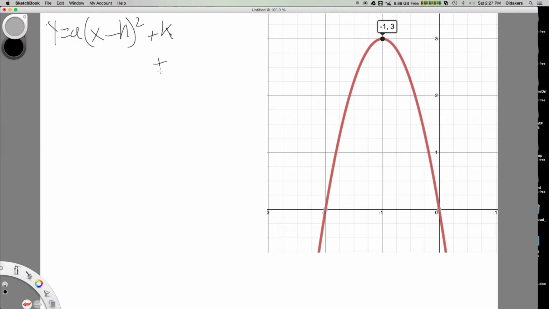Your k value is 3. That is your y value of the vertex. But your h value, since in the equation it's minus h, when you plug in this negative 1 here, it's actually going to be plus 1. Anytime you have a vertex that's to the left of the y-axis in vertex form, it's going to be plus right there. So if the vertex was at negative 2, it would be plus 2, and so on and so forth.